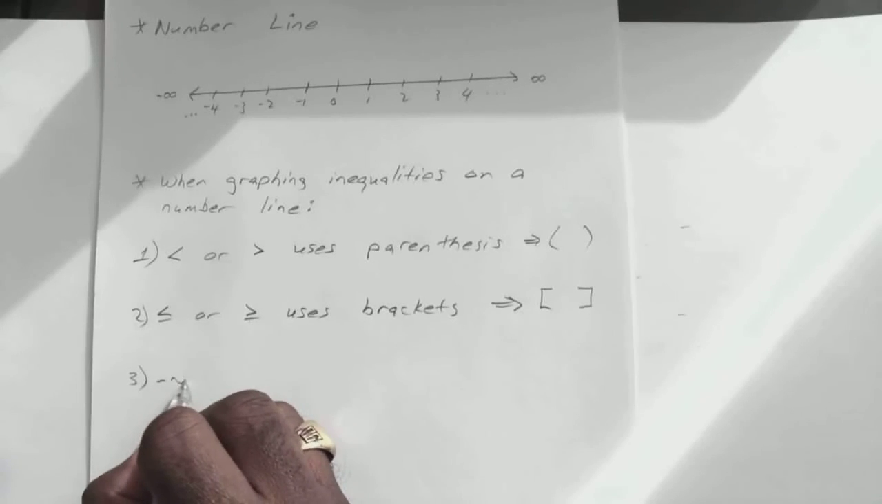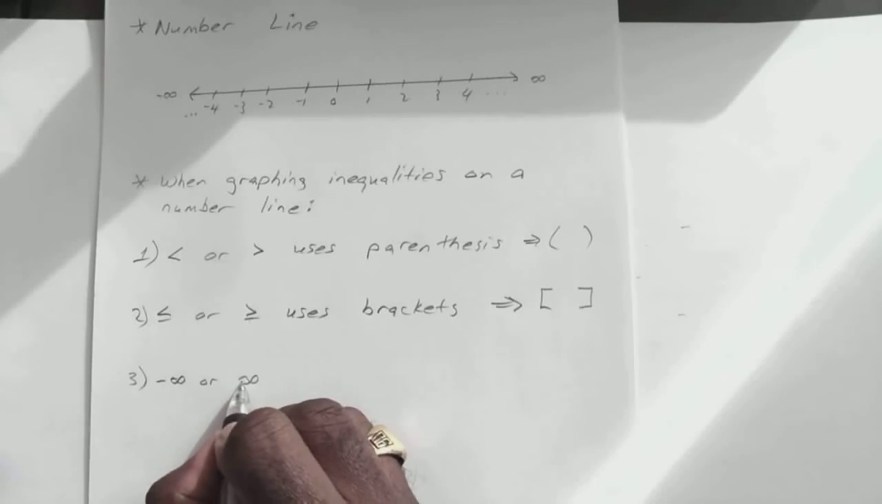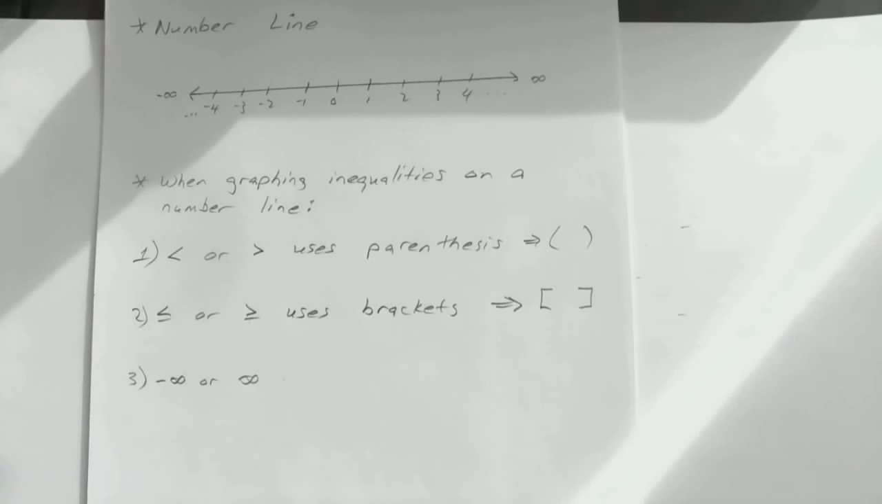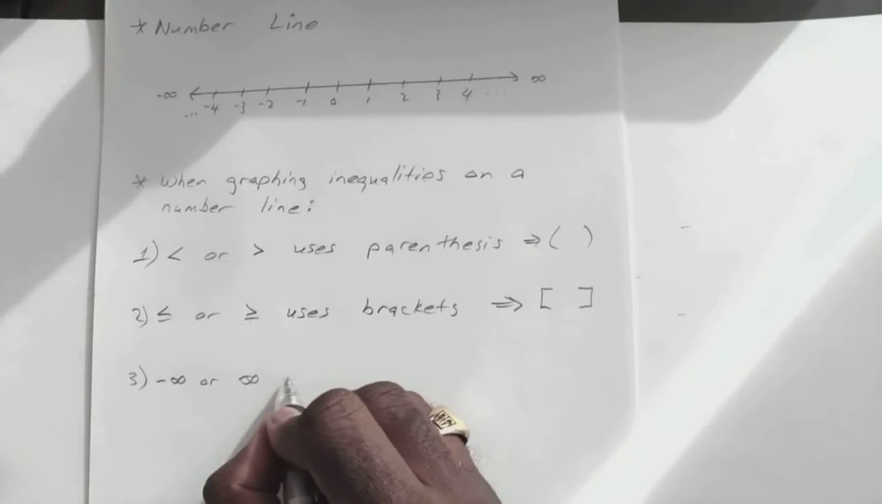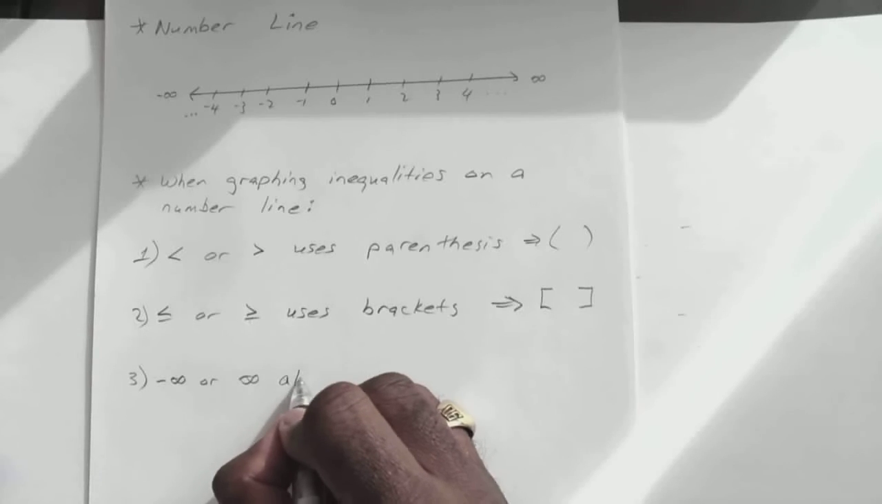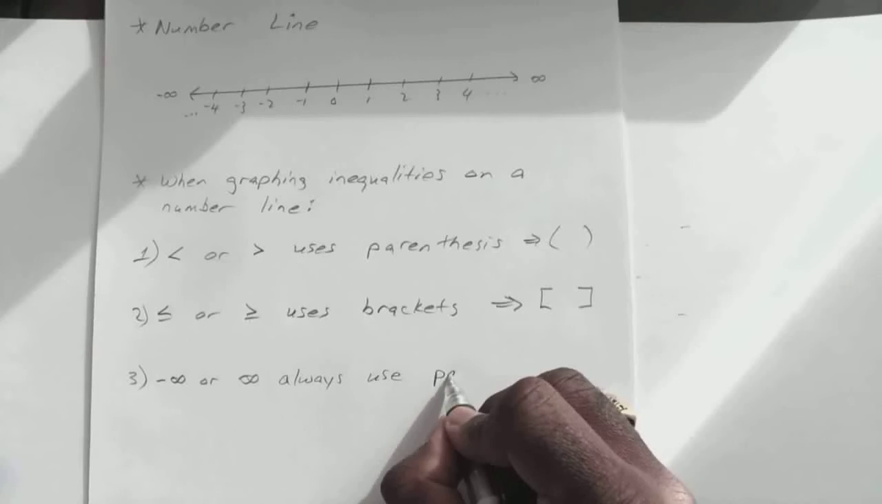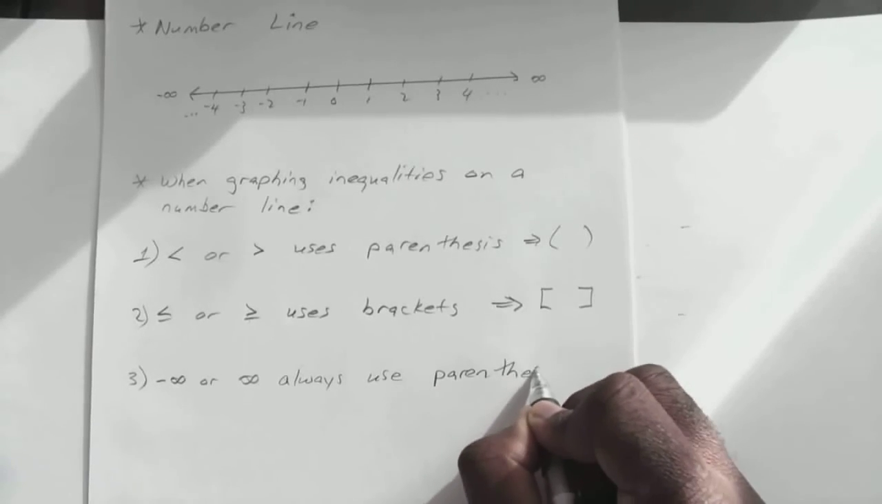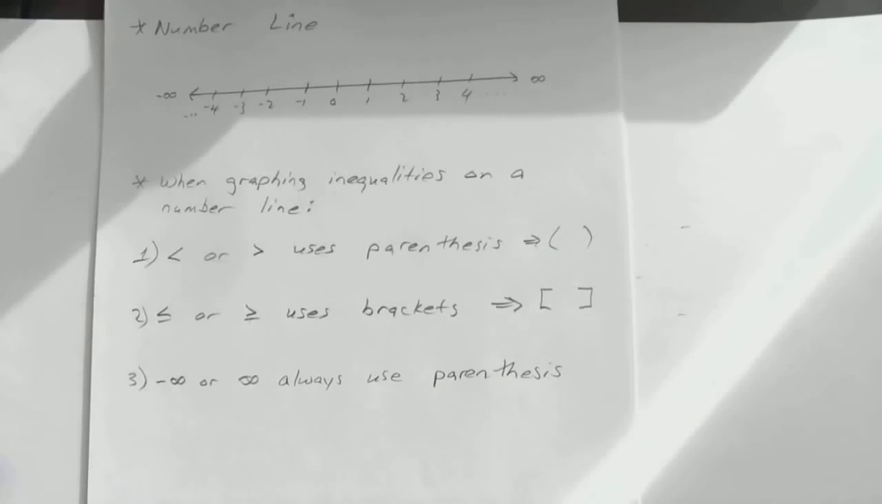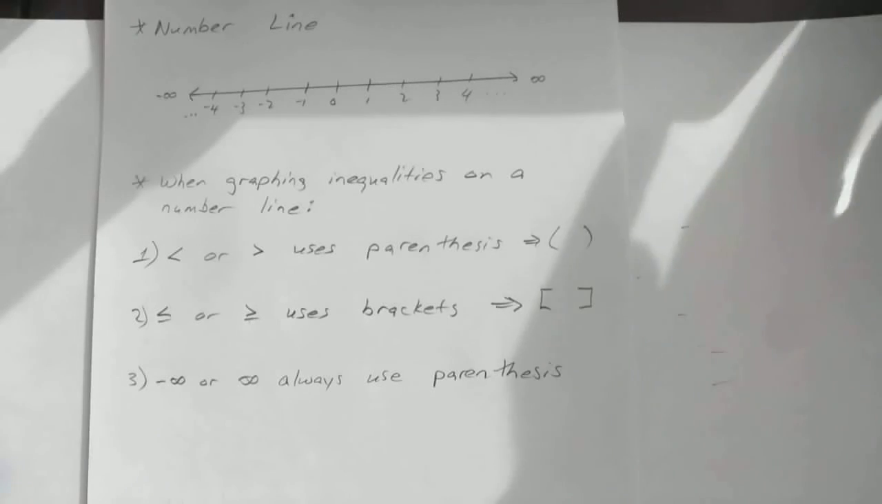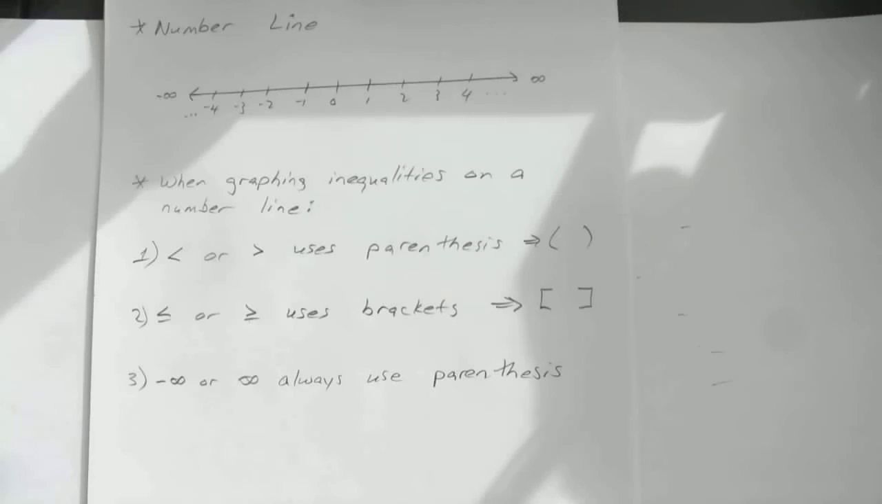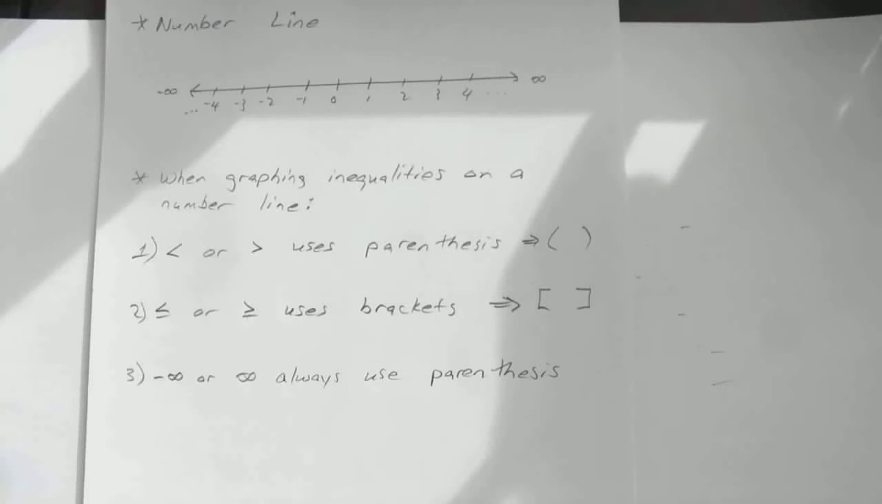And whenever you have negative infinity or infinity, it will always use parentheses. You'll never use a bracket with infinity. Because remember, the brackets mean you include that number. So you can't include infinity if it's growing and growing and growing. All right, leave that up there for a few more seconds.